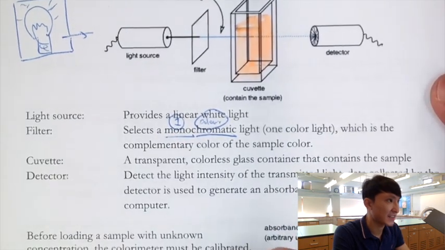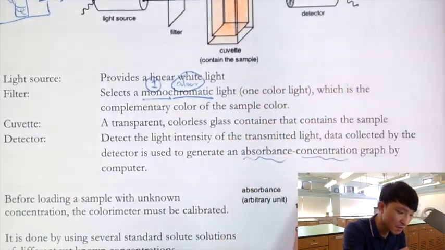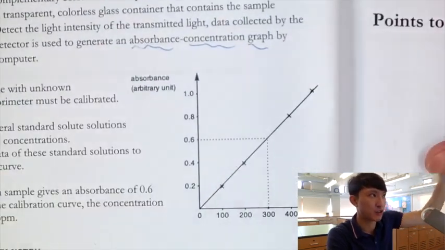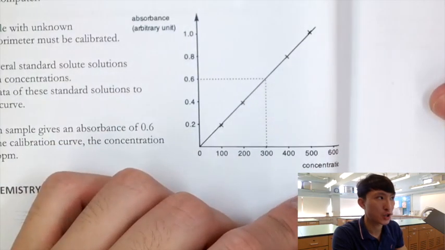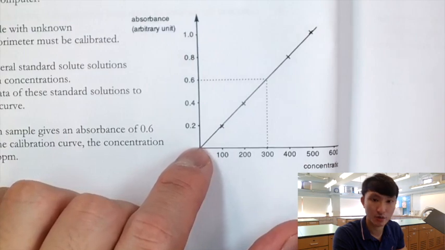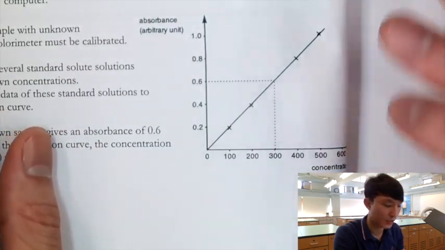And the data collected right here is used to generate an absorbance concentration graph by a computer. So which is down here. You see the absorbance concentration graph. This one should have a directly proportional relationship, right? Should be a straight line.